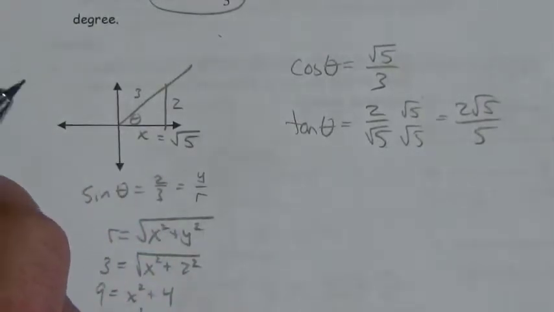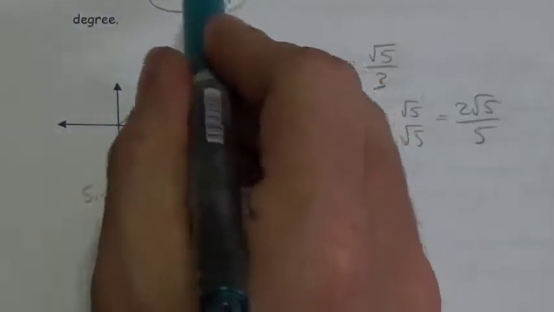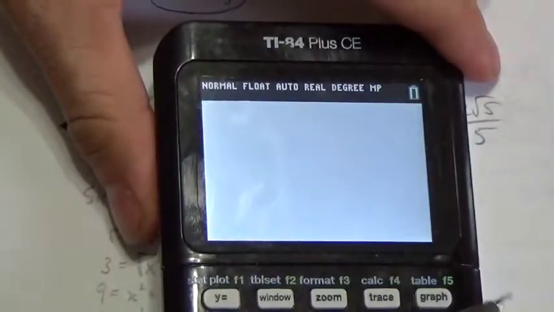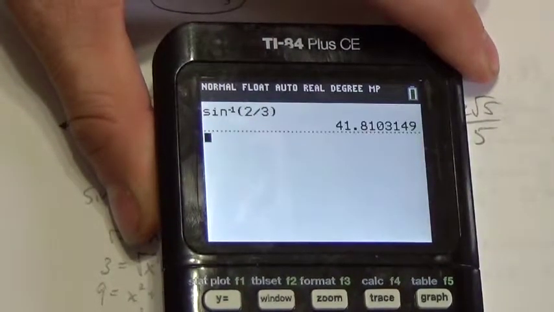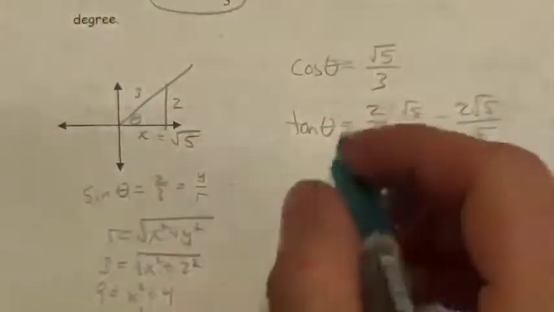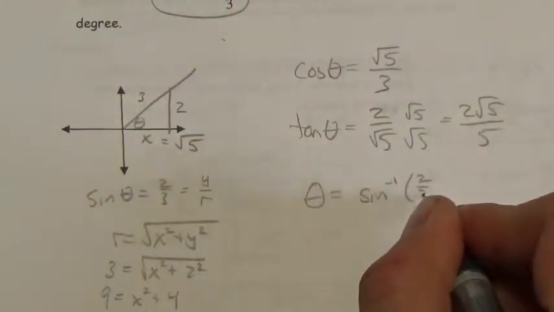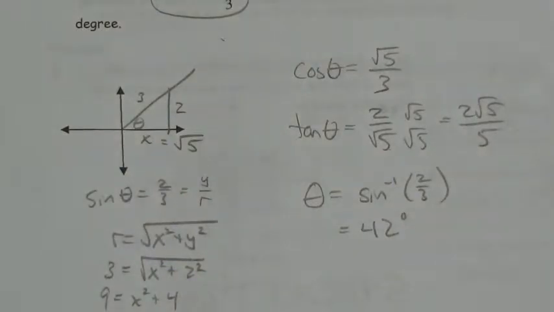Now, the last thing that they wanted us to do was to come up with the angle. Because I was given the sine of theta was 2/3, we're going to use that one. So I'm going to do the inverse sine of 2 divided by 3. And I will round that to the nearest degree, so 42 degrees. So theta will equal the inverse sine of 2 divided by 3. And I got 42 degrees.